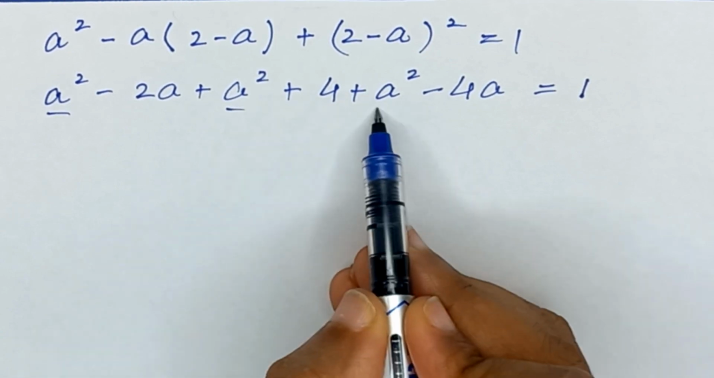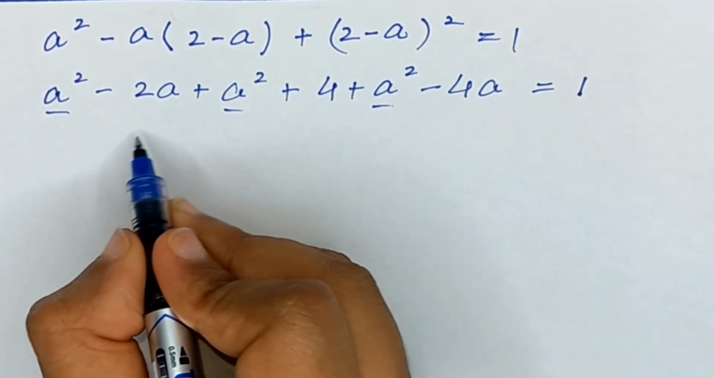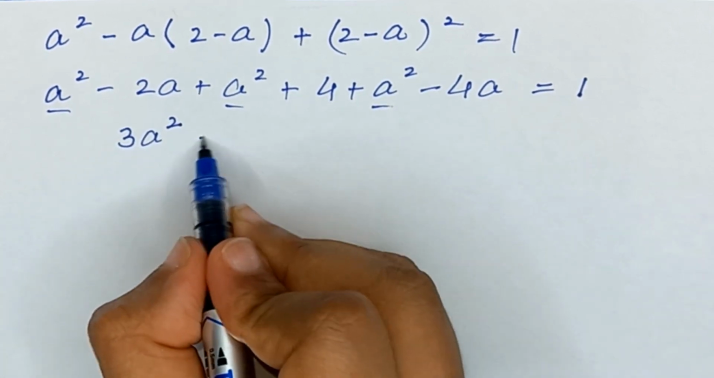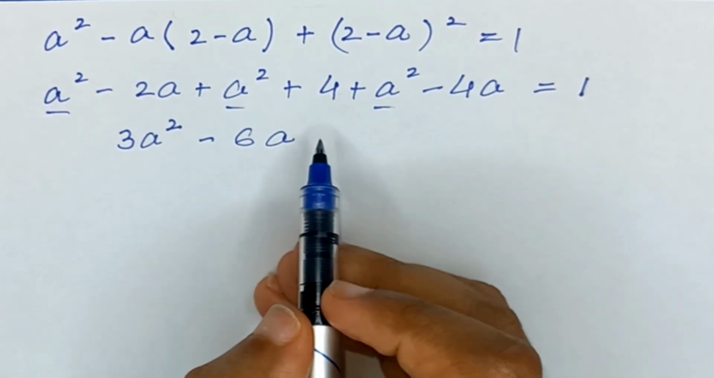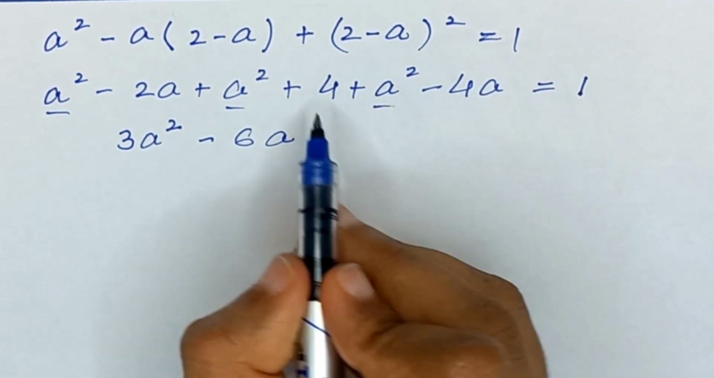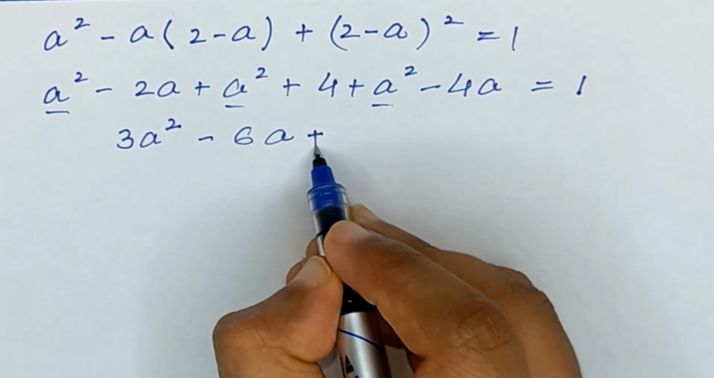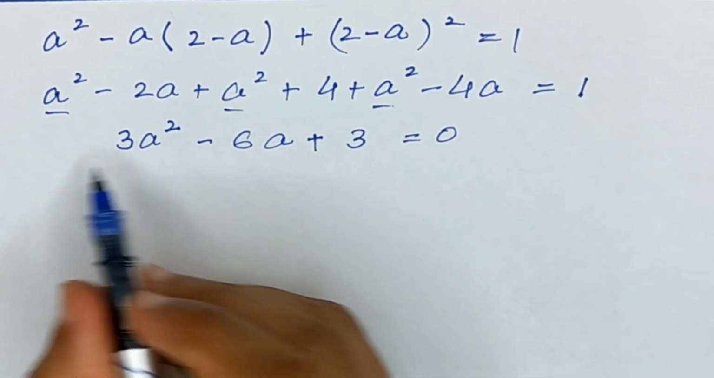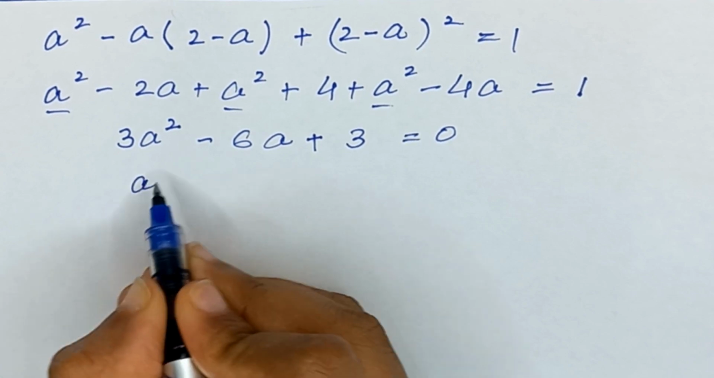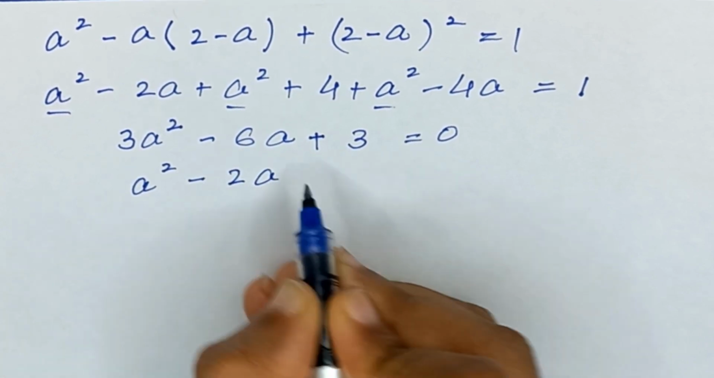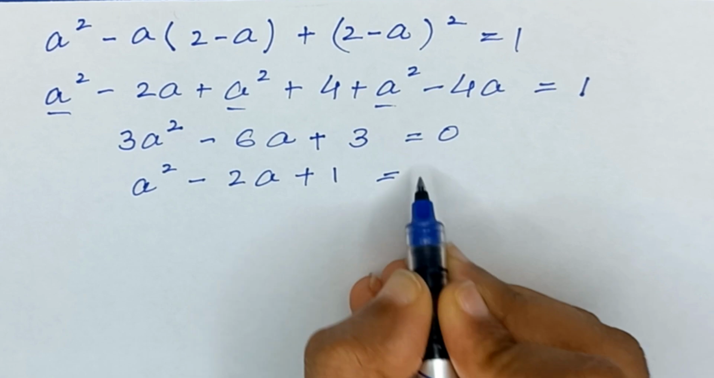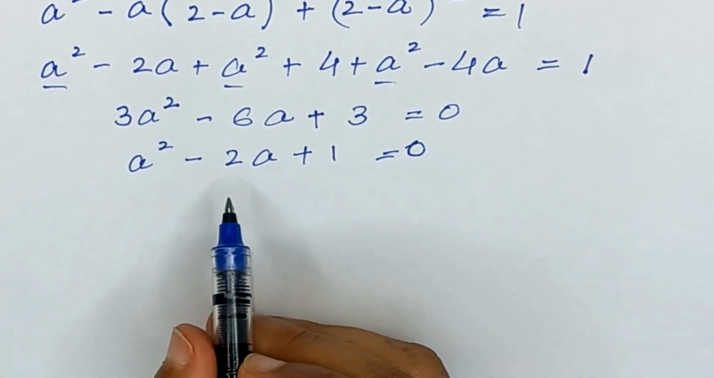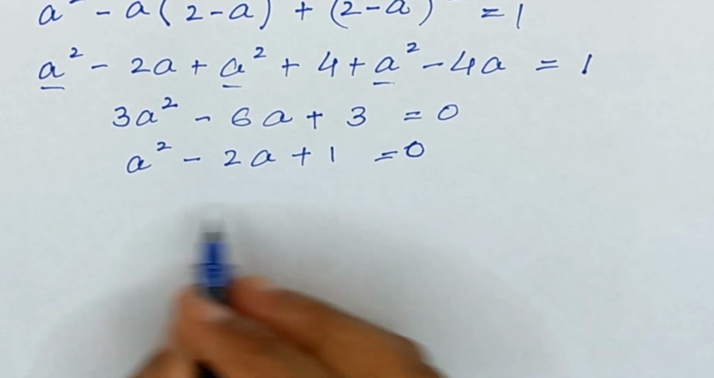This a square and this a square will become 3a square, and negative 2a and negative 4a will become negative 6a. This 4, and I will take this 1 to the left hand side, so it will be plus 3 is equal to 0. Here we have 3 as a common factor. When I take 3 common, it will be a square minus 2a plus 1 is equal to 0. Now we have our quadratic equation, so I will solve it by grouping or factorization.